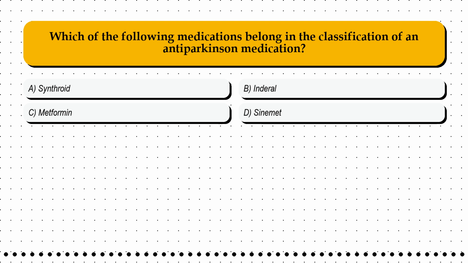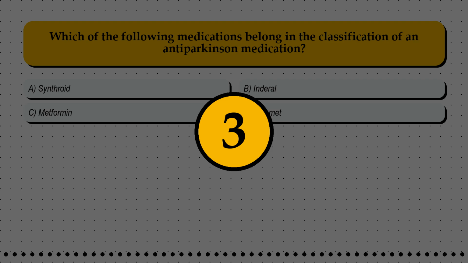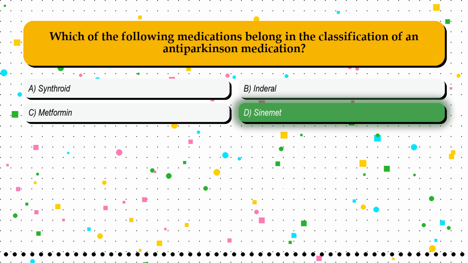Question 311. Which of the following medications belong in the classification of an anti-Parkinson medication? Option A, Synthroid. Option B, Ginderol. Option C, Metformin. Option D, Sinemit. The correct answer is option D, Sinemit.